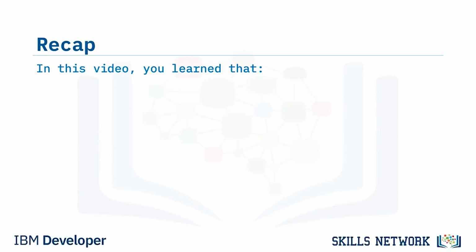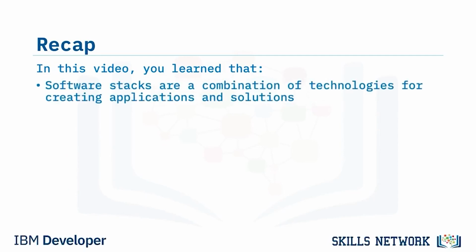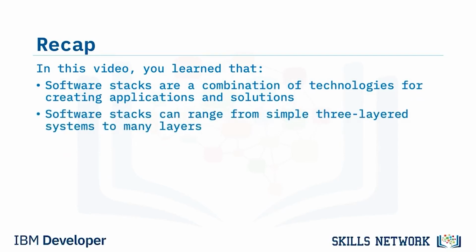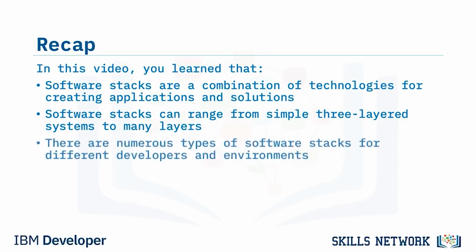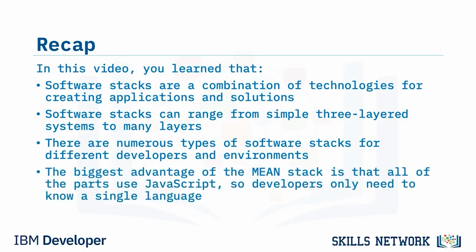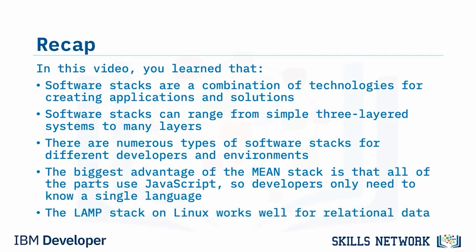In this video, you learned that software stacks are a combination of technologies for creating applications and solutions. Software stacks can range from simple 3-layered systems to many layers. There are numerous types of software stacks for different developers and environments. The biggest advantage of the MEAN stack is that all of the parts use JavaScript, so developers only need to know a single language. And the LAMP stack on Linux works well for relational data.